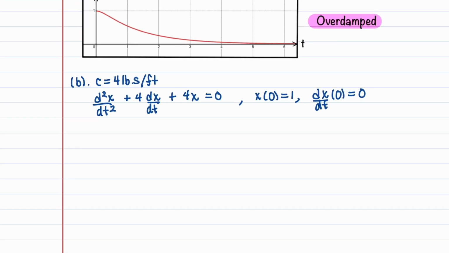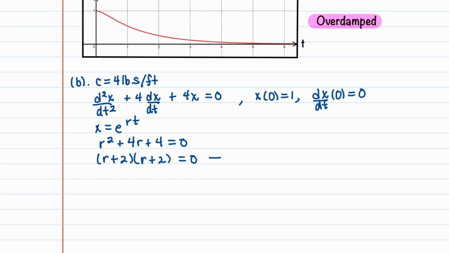Just like we did for case A, we're going to let x be equal to e to the rt. When we plug that in and do all the algebra, we get the characteristic equation r squared plus 4r plus 4 is equal to 0. We can actually factor this. This is r plus 2 times r plus 2. That's equal to 0. And this tells us that r is equal to minus 2 and minus 2. So we have a real repeated root.